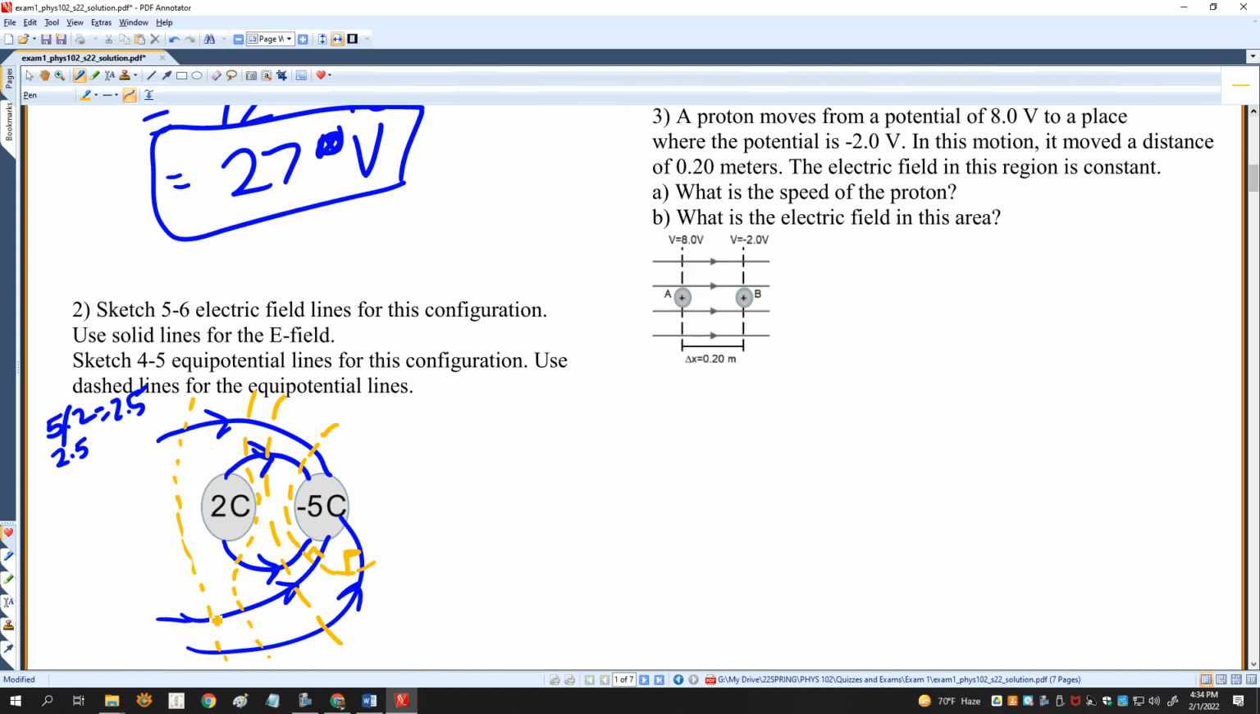A proton moves from a potential of 8 volts to a place where the potential is negative 2 volts and moves a distance of 0.2 meters. The electric field in this region is constant. What is the speed of the proton?